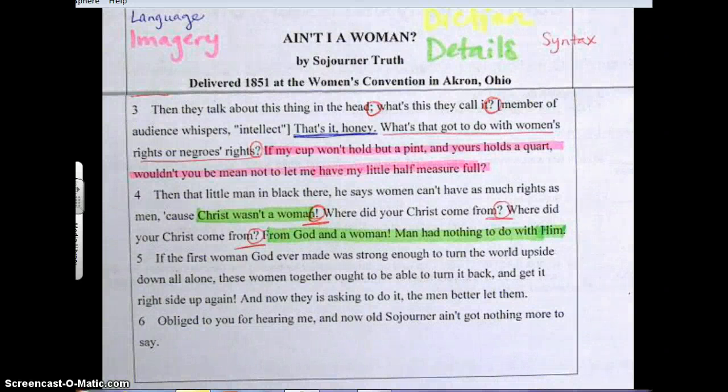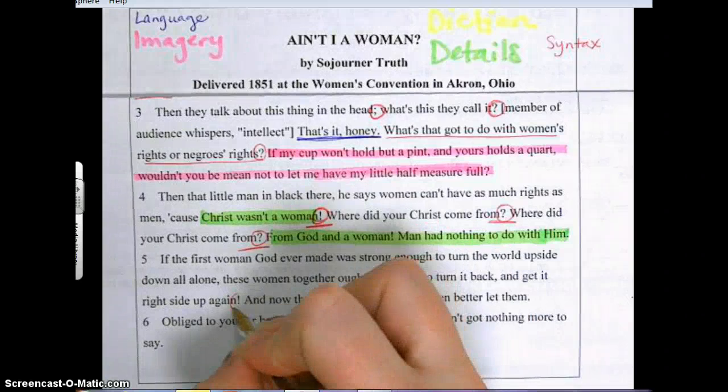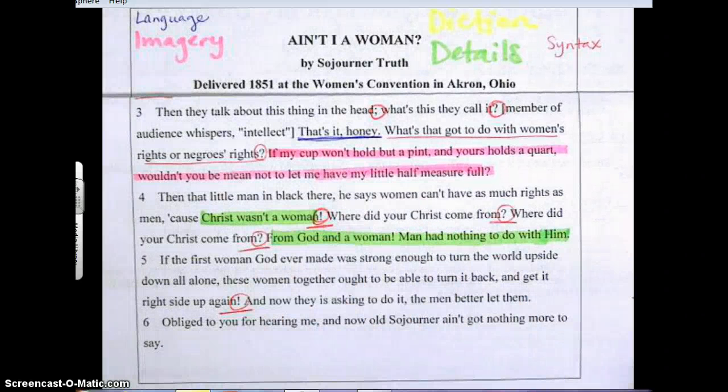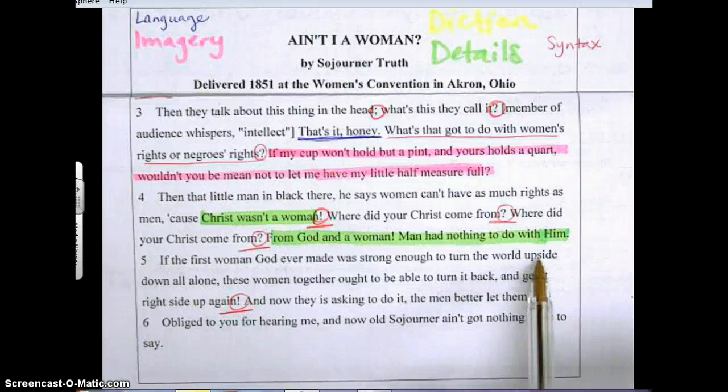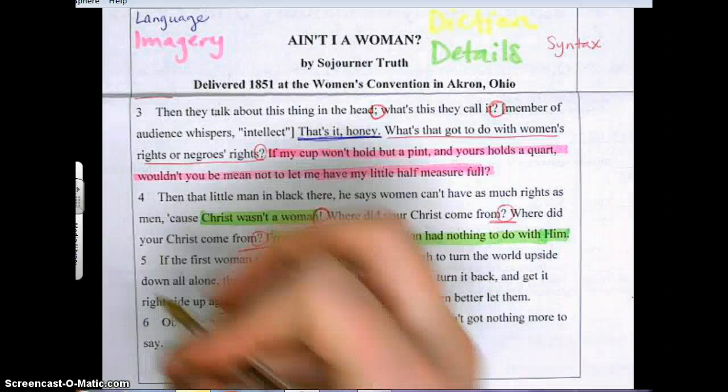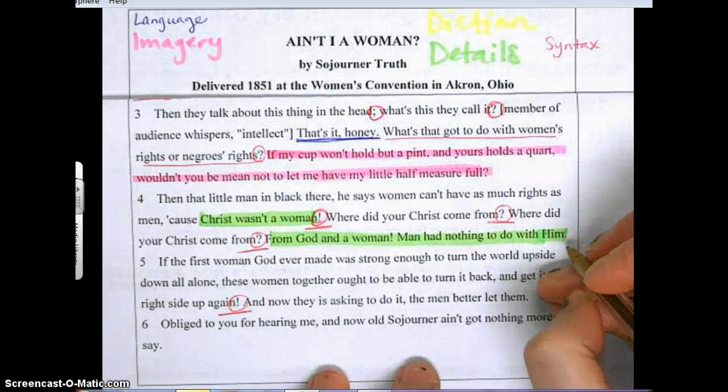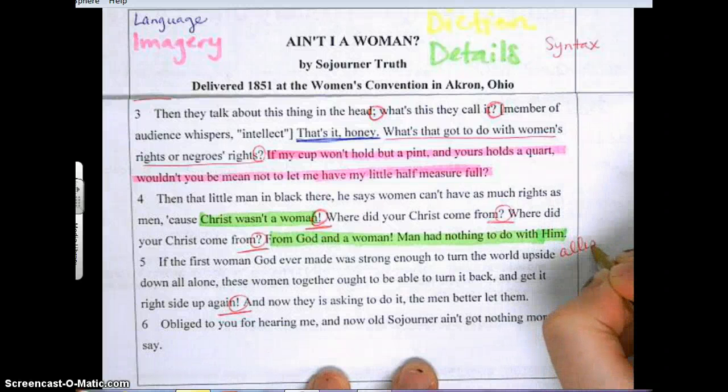Paragraph 5. "If the first woman God ever made was strong enough to turn the world upside down all alone, these women together ought to be able to turn it back and get it right side up again." Okay. Again, exclamation point, syntax, that's the choice. She is making an allusion here towards Eve and the Garden of Eden. She was strong enough to turn the world upside down. So I'm going to mark this allusion, just to be clear.